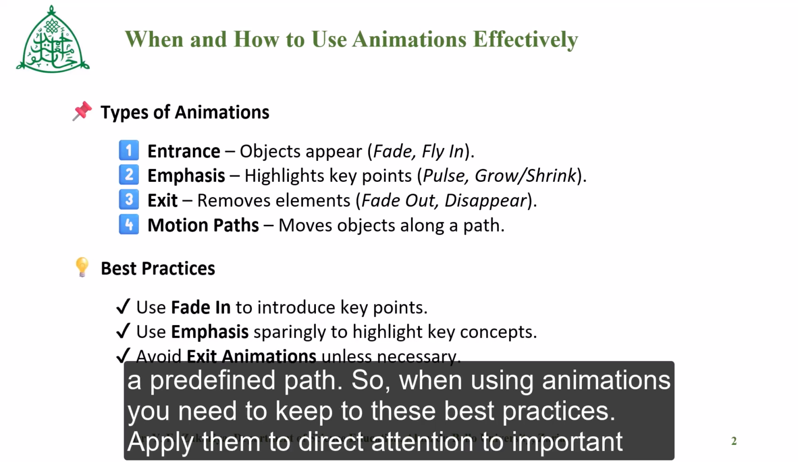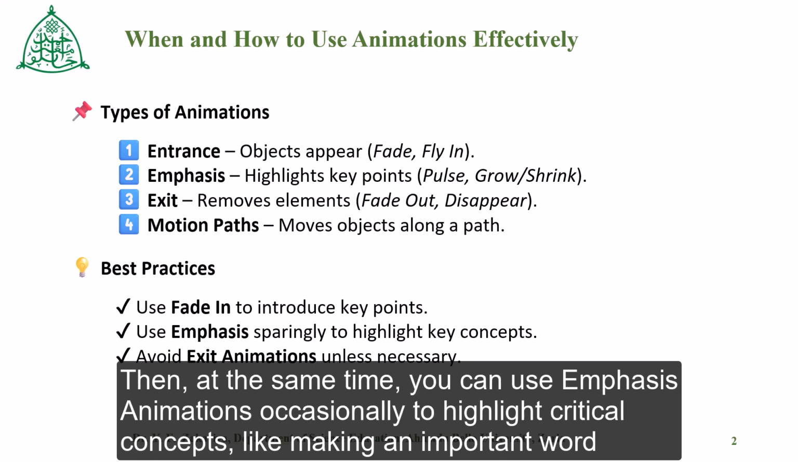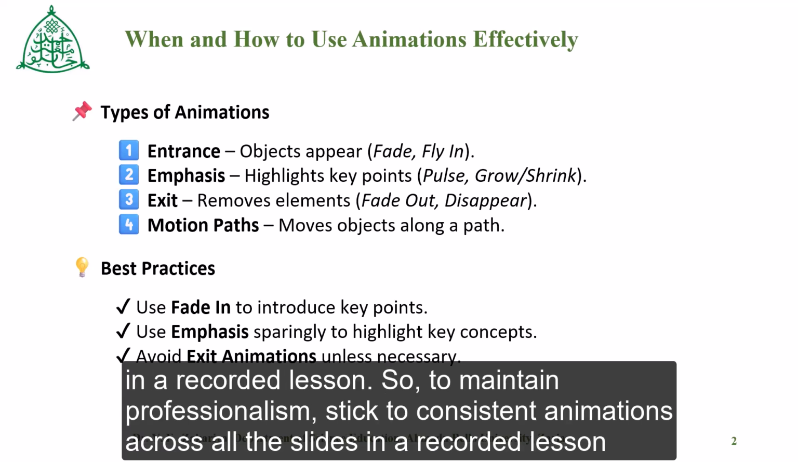So when using animations, you need to keep to these best practices. Apply them to direct attention to important content. For example, you can use a fade in animation to introduce a new or a key point instead of showing everything at once. At the same time, you can use emphasis animations occasionally to highlight critical concepts, like making an important word pulse briefly. And lastly, you avoid exit animations unless necessary. A disappearing element can be distracting in a recorded lesson.